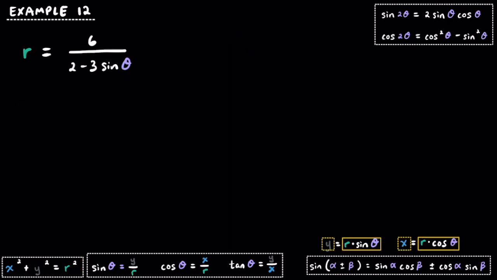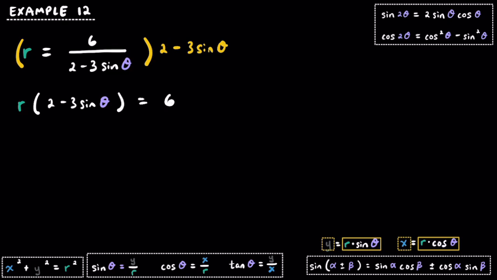For example 12, let's try the equation r is equal to 6 over 2 minus 3 times sine of theta. To rewrite this equation in rectangular form, let's start by multiplying both sides by 2 minus 3 times sine of theta. That way we don't have a fraction anymore, so on the left side we're going to have r times this 2 minus 3 times sine of theta, and on the right side we're just going to have a 6.